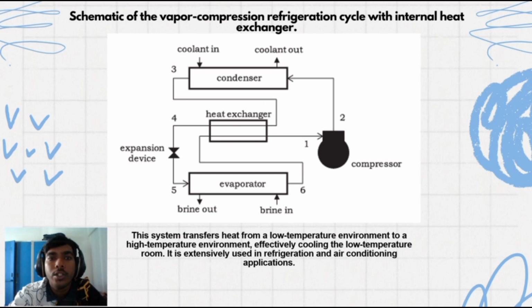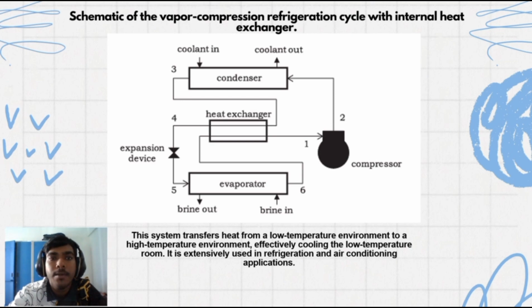First of all, the compressor on point 2. The process on the compressor will be the low pressure, low temperature refrigerant vapor from the evaporator on point 6 enters the compressor. The compressor compresses the refrigerant, which increases its pressure and temperature. The high pressure, high temperature vapor exits the compressor and moves to the condenser through point 1.